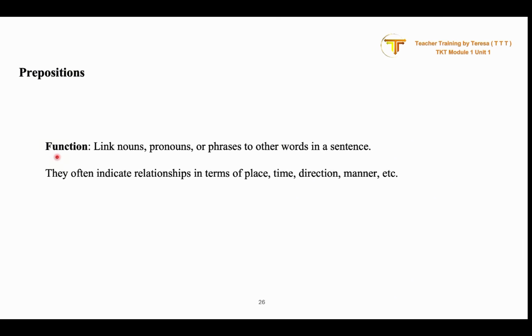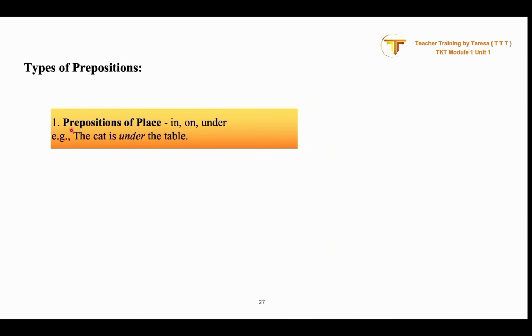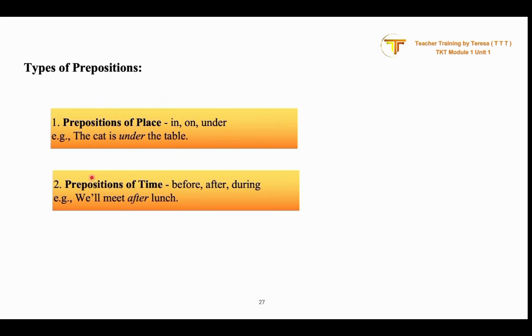Prepositions. Function: link nouns, pronouns, or phrases to other words in a sentence. They often indicate relationships in terms of place, time, direction, manner, etc. Types of prepositions. 1. Prepositions of place: in, on, under. The cat is under the table. 2. Prepositions of time: before, after, during. We'll meet after lunch.